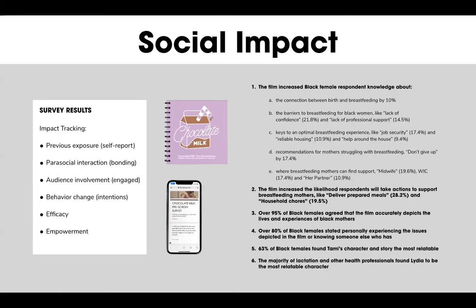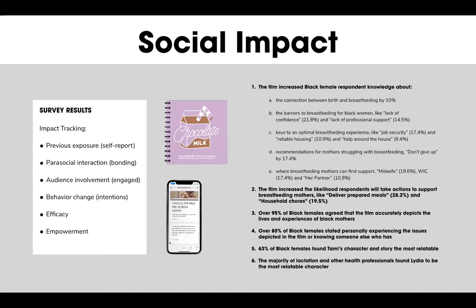And so what we tracked in terms of impact was previous exposure. This was self-reported, whether or not people had been exposed to messaging about breastfeeding before the film. Parasocial interaction, that's the idea of whether or not audiences bonded with or related to the characters on screen. Audience involvement, how engaged were they with each woman's personal story. Behavior change, these are intended behaviors. Obviously, they can't change their behavior 10 minutes after watching the film, but they can talk about their intentions, what actions they're more likely to take after seeing the film.